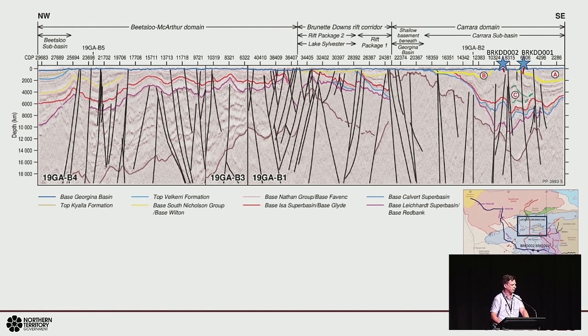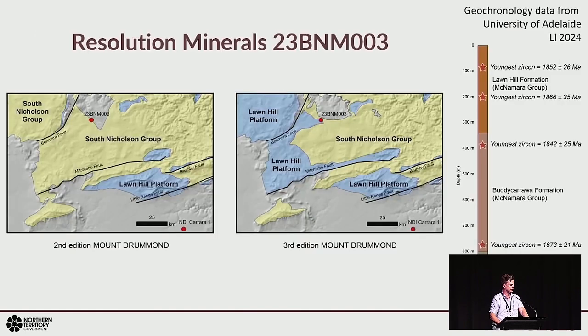Okay, so there's one more drill hole that I wanted to mention, and that's this one, 23 BNM 003. There was some detrital zircon work that was done on this through the University of Adelaide, an honors thesis, I believe, from Lee, finished just last year. In this drill hole, the intersections were in the McNamara group of the Lawn Hill platform and the underlying Carrara Range group of the Lawn Hill platform.